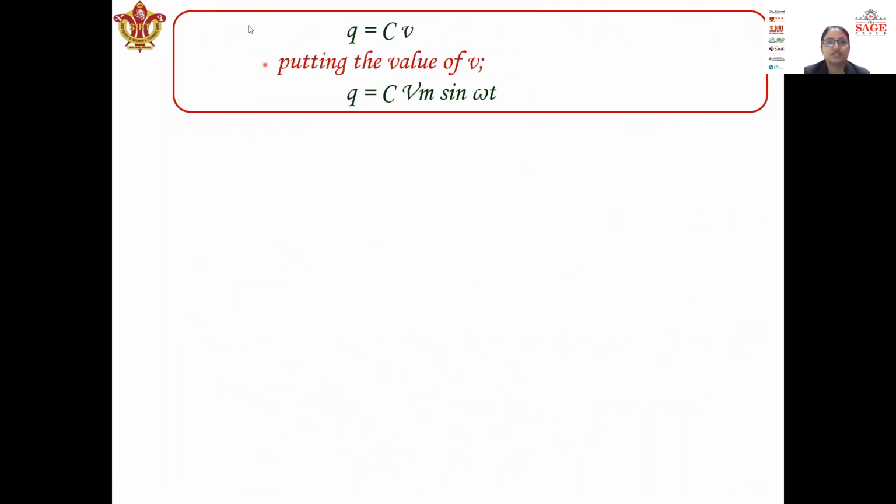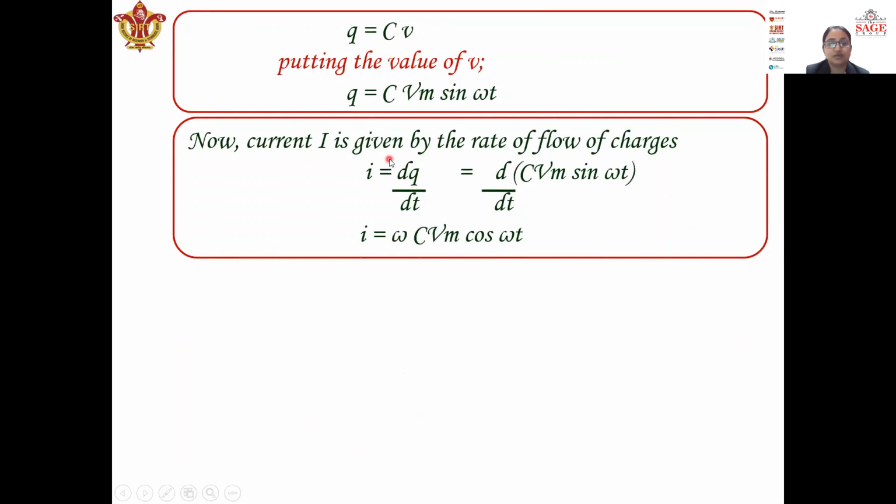So q is equal to C into V, and V can be written as Vm sin omega t, right? So we have written it like this. Now we know that current is given by the rate of flow of charge, and we have studied many times that I is equal to dq by dt. Since school time we have known this. So we'll use this equation for deriving the expression of current across this capacitor.